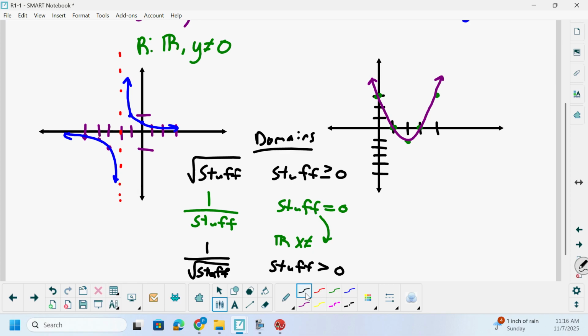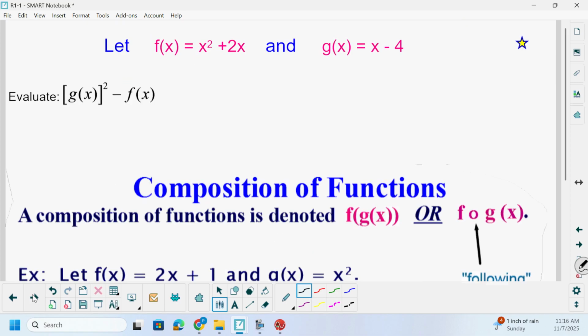All right, so topic 2 that we're going to look at for today is going to be over on page 6, and it is compositions of functions, and then also operations on functions. So up at the top, they define 2 functions for us, x squared plus 2x and x minus 4.